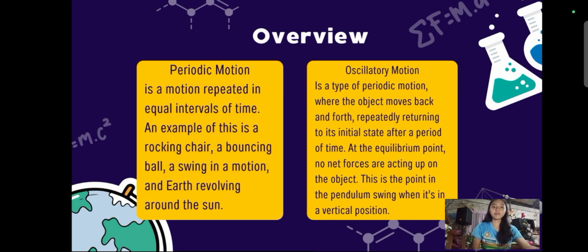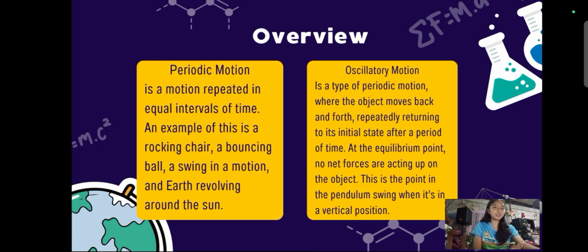What is periodic motion? It is a motion that is repeated in equal intervals of time. Examples of this are a rocking chair, a bouncing ball, a swing in motion, and the Earth revolving around the sun. So, let's go to our topic already.